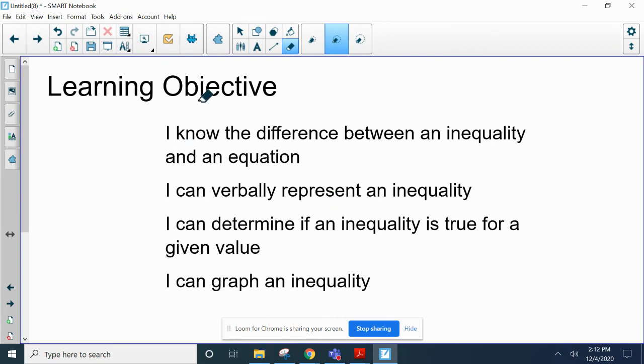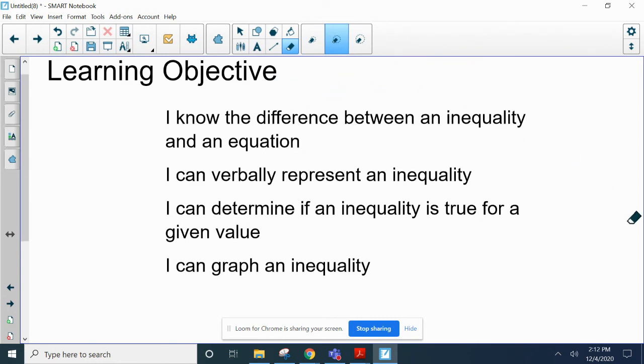Can you verbally represent an inequality? You can show that x or whatever variable is greater than or less than. You know how to read an inequality. We've done that before. Awesome. I can determine if an inequality is true for a given value. You know how to plug in values for variables, and you did so quite beautifully with me, and then on your own. And we know how to determine whether these numbers are greater than, equal to, or less than, to determine if they were true statements.